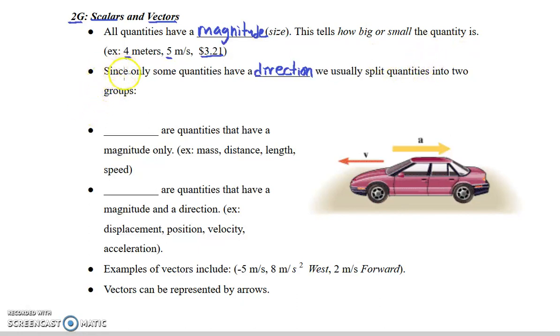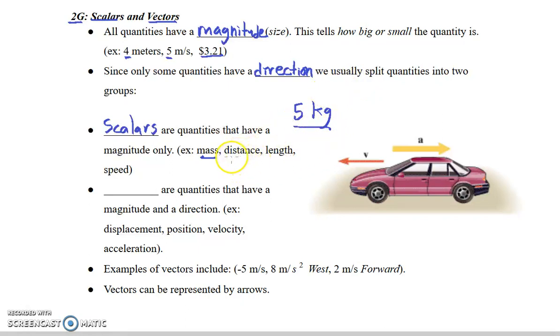So we split all the quantities we're going to look at into two groups. The first group is scalars. Scalars are quantities that have a magnitude only. So for example, mass. For a mass, you have 5 kilograms, and that's just a size. There's no direction associated with 5 kilograms. It's just 5 kilograms. It's not 5 kilograms left or up or to the west. So this would be a scalar.